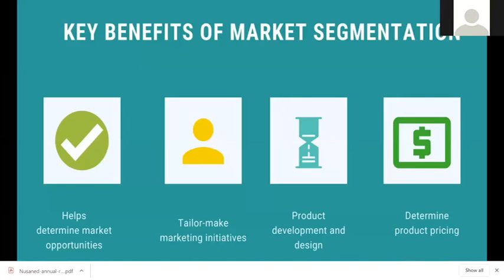Basically, why market segmentation is useful is that, first of all, it will determine the market opportunities based on the place and the gender or any other category. Considering this, we can make a tailor-made and customized product. We can also design the product accordingly, and also determine the product pricing. Next slide, please.